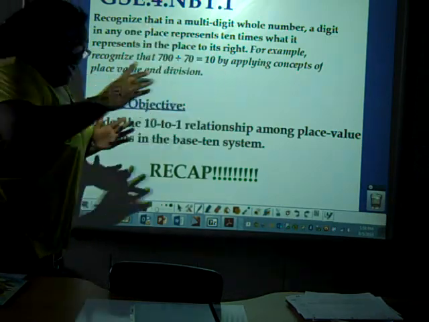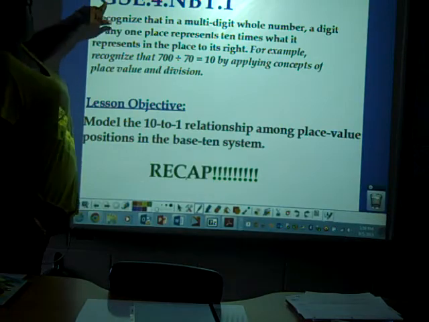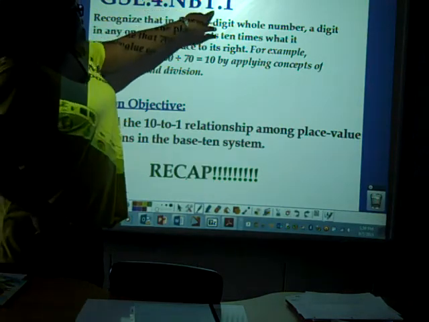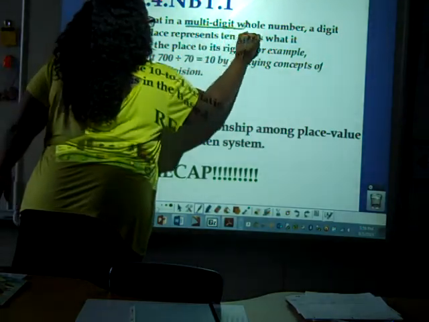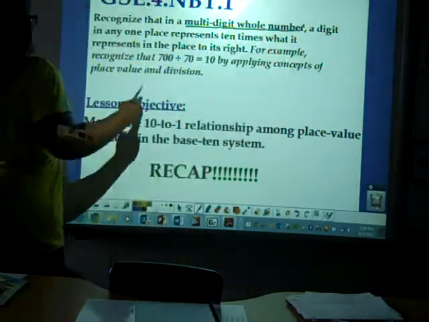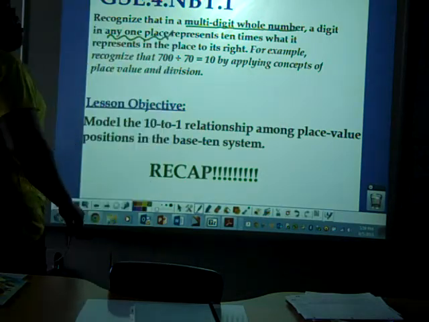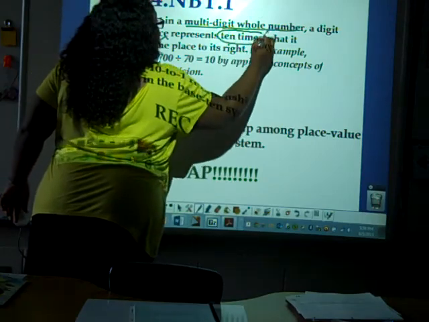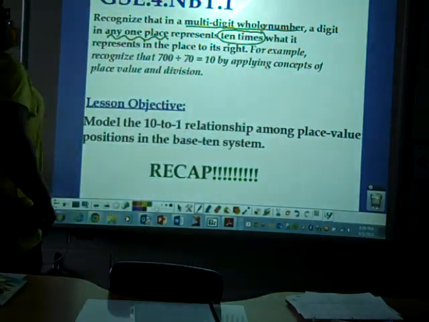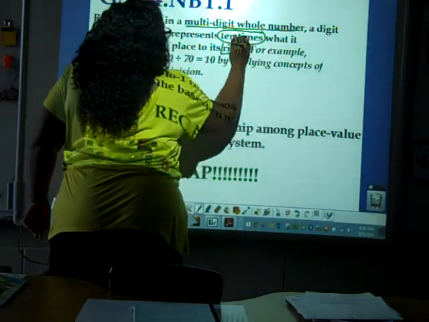So let's recap. GSC for NBT1. Recognize that in a multi-digit whole number, a digit in any one place represents 10 times what it represents in the place to its right.